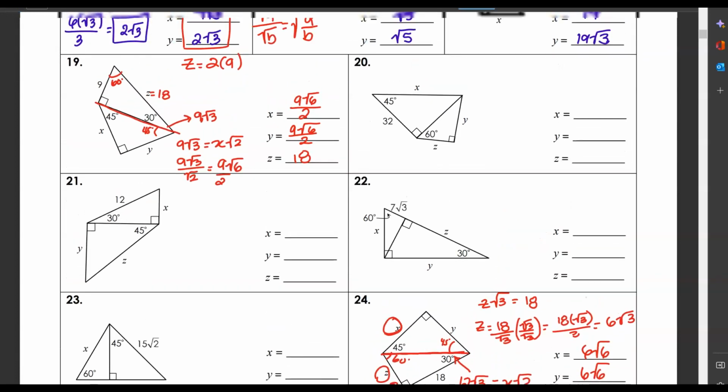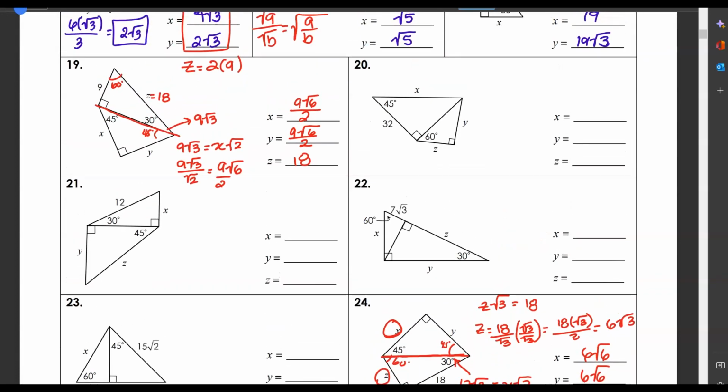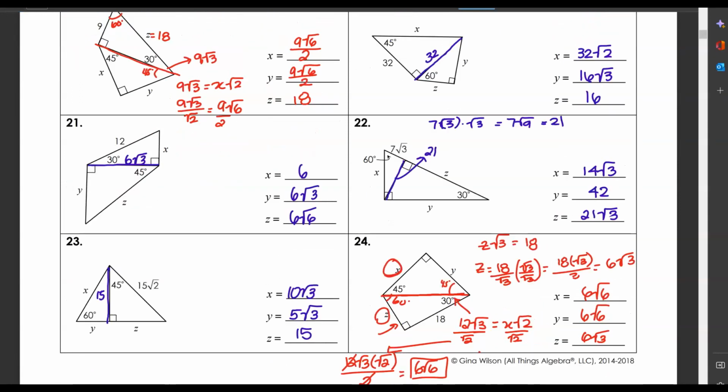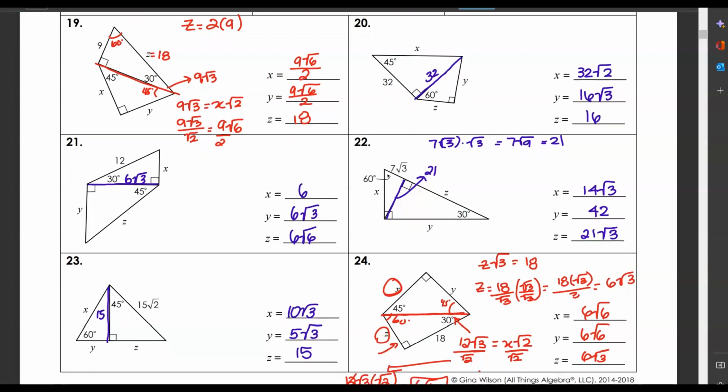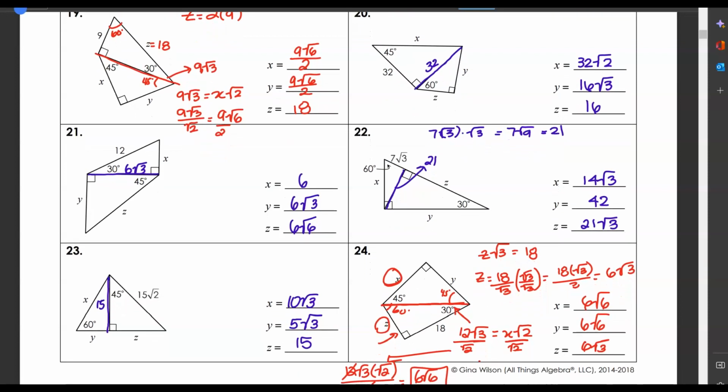All right, take a moment to try and finish up 20 through 23. All right, so for number 20, you should have gotten 32 root 2 for x, y should have been 16 root 3, and then z would have been 16. 21, we should see 6, 6 root 3, 6 root 6. For 22, 14 root 3, 42, and 21 root 3.